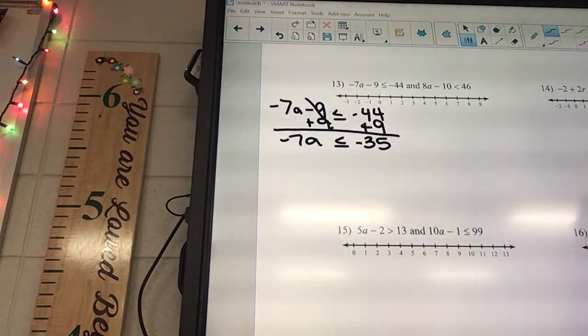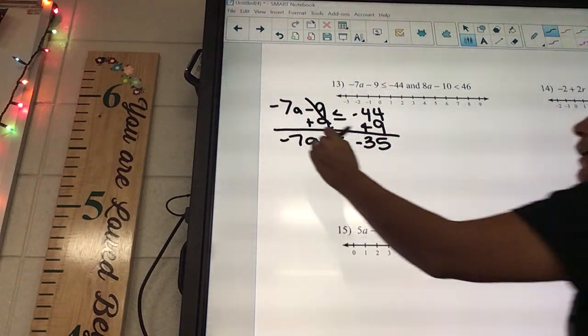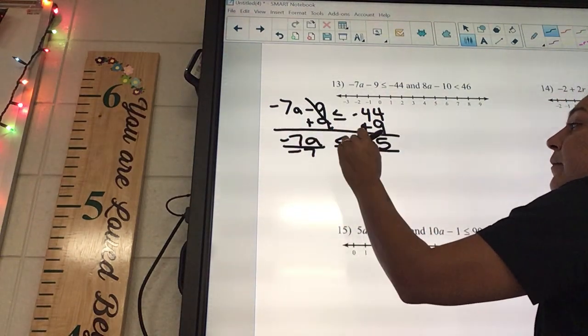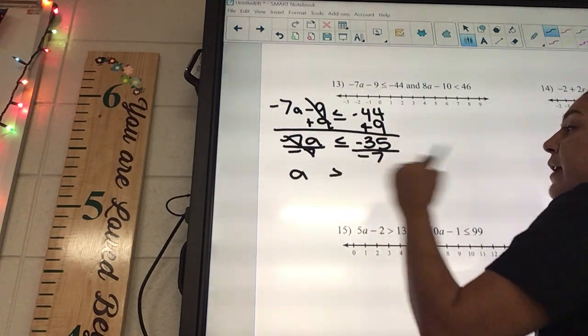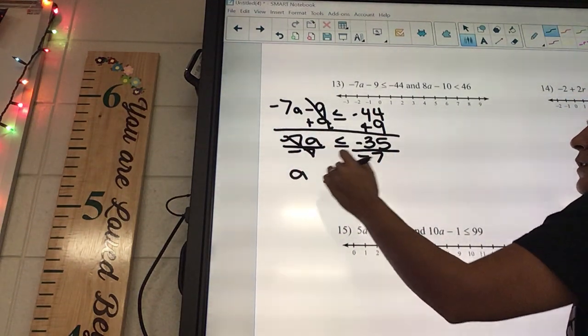Okay, then how do we break up that couple? Divide. Do I need to flip the sign? Yes, because that 7 is negative. And what is this, 5?